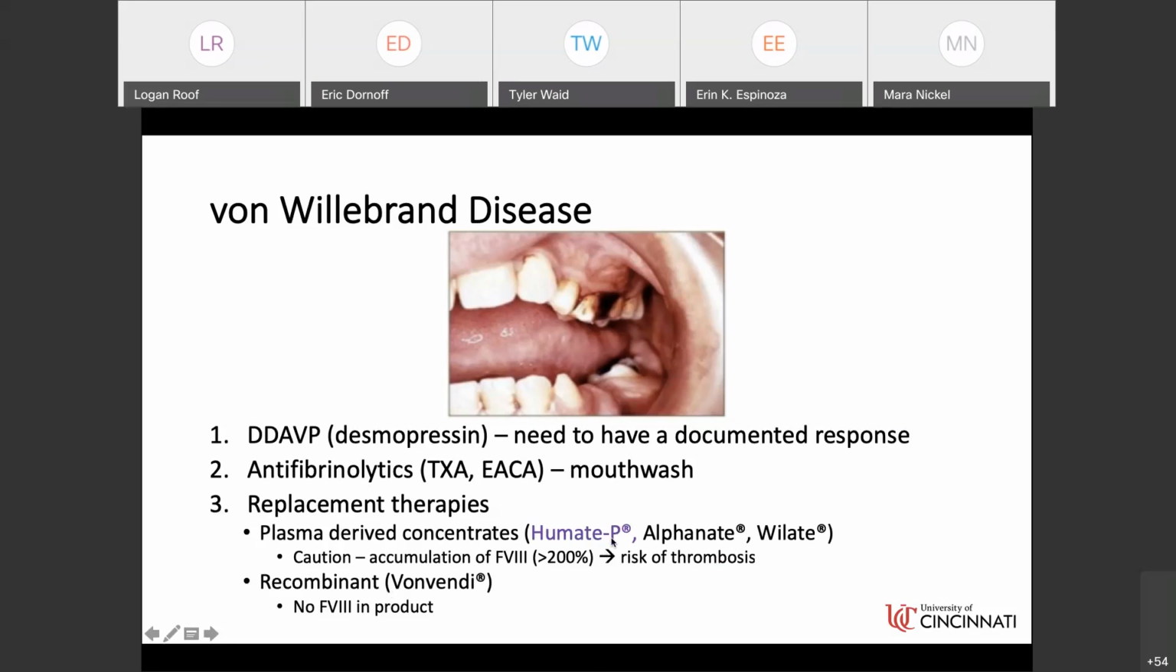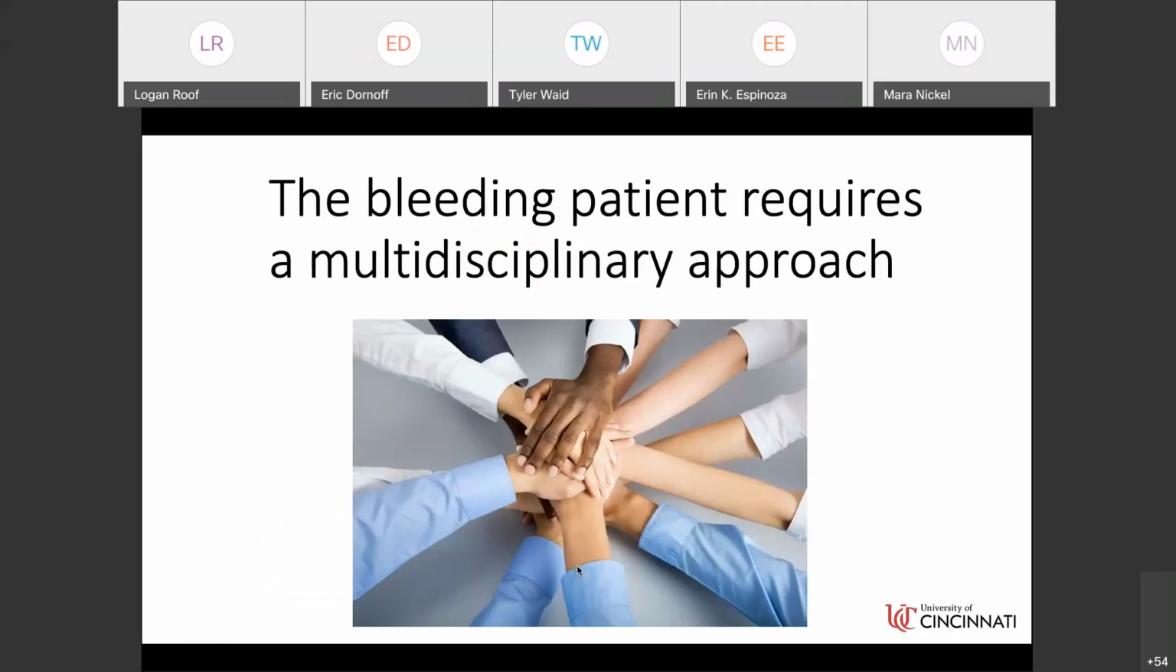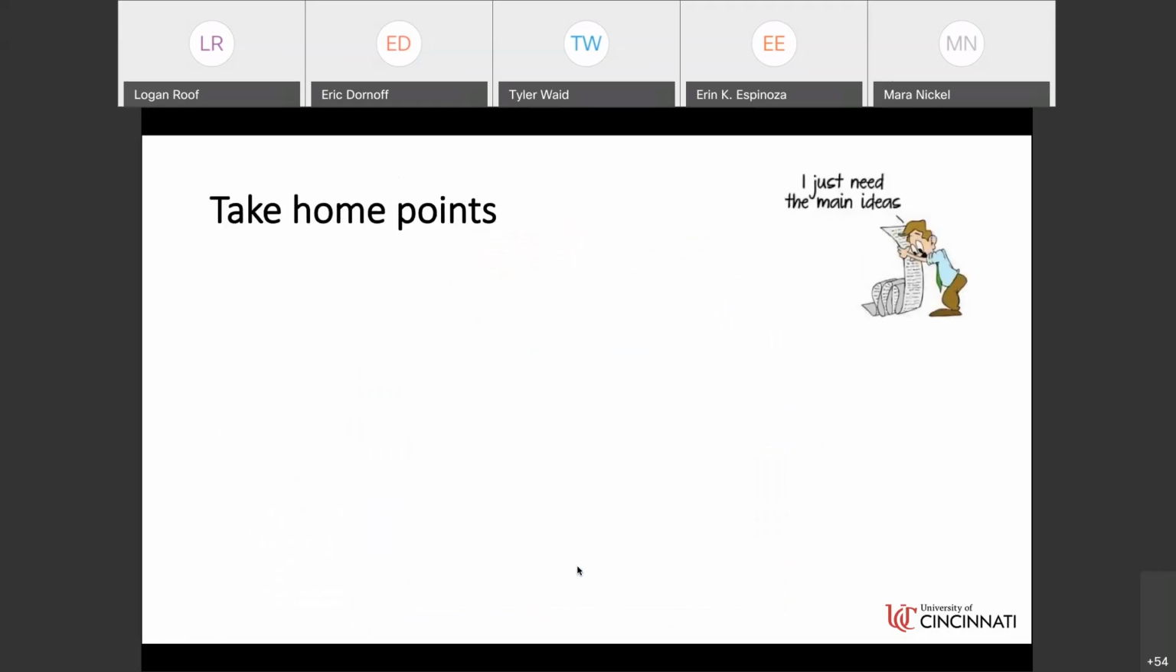You do have to be careful because these don't only have the von Willebrand factor, they also have factor 8. And if you give them too much, where their factor 8 levels go even greater than 200%, you are putting them at risk for thrombosis. So in conclusion, the bleeding patient requires a multidisciplinary approach. Hematology and pharmacy especially are here to help you.